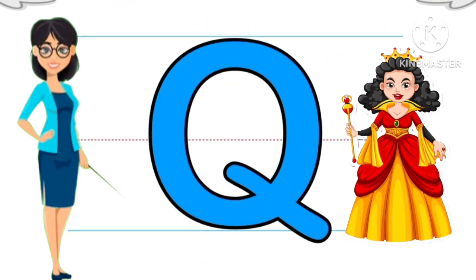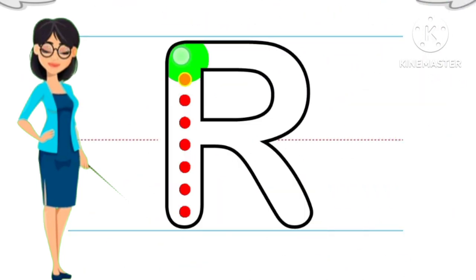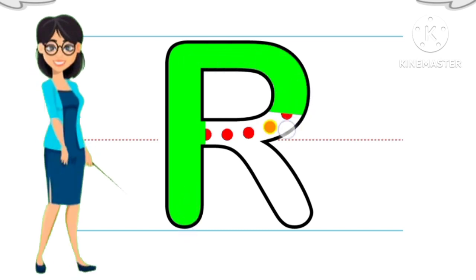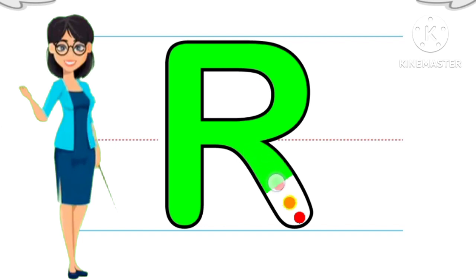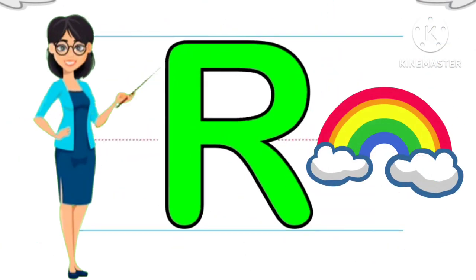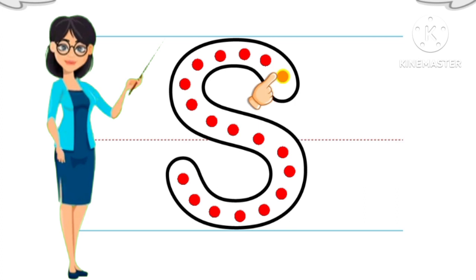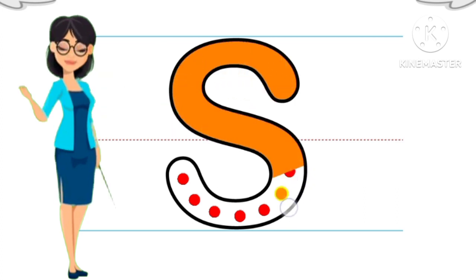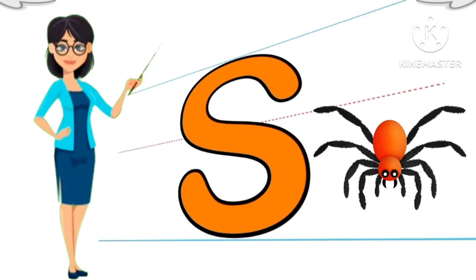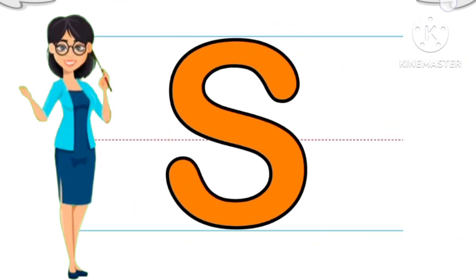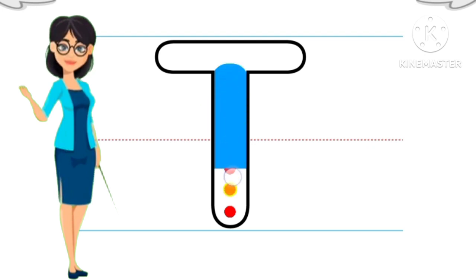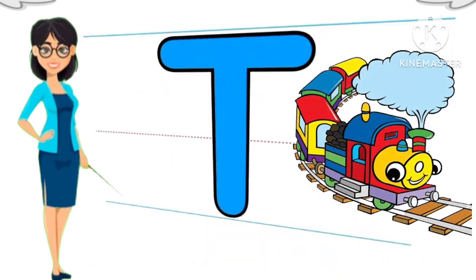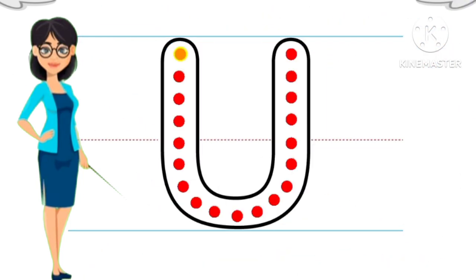Q for queen. R for rainbow. S for spider. T for train.